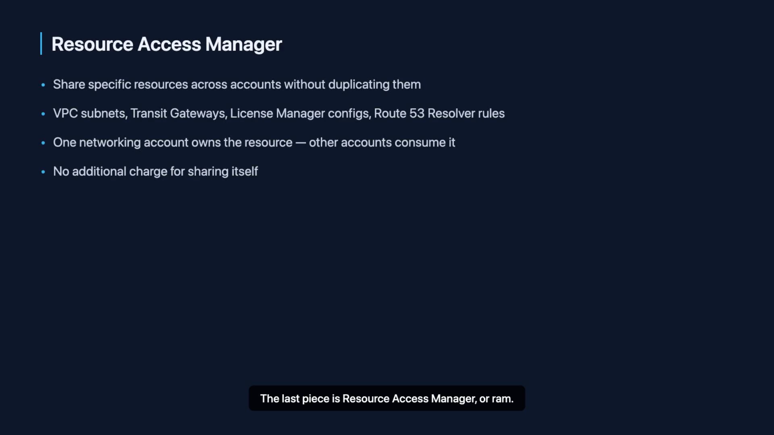The last piece is Resource Access Manager, or RAM. RAM lets one account share specific resources with other accounts, without duplicating them. The classic examples are VPC subnets, transit gateways, license manager configurations, and Route 53 resolver rules. The usage pattern is hub and spoke. A central networking account owns the transit gateway. Every workload account attaches to it through RAM. One piece of infrastructure, many consumers, build centrally, and RAM itself is free. You only pay for the underlying resource being shared.